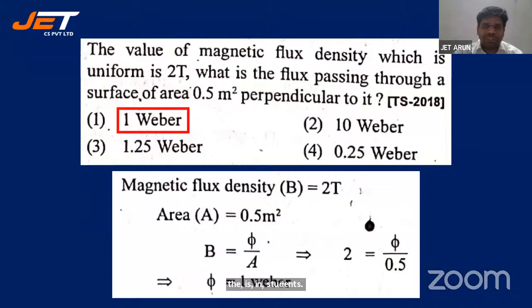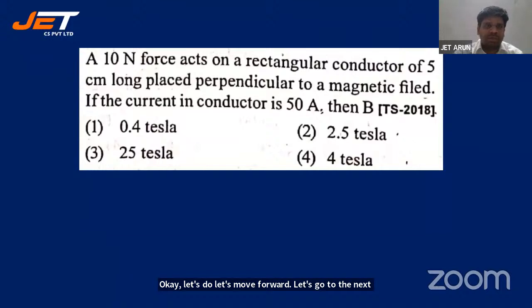Okay, let's move forward. Let's go for the next one. A 10 Newton force acts on a rectangular conductor of 5 centimeter length placed perpendicular to the magnetic field. If the current in the conductor is 50 amperes, then B is 0.4 Tesla, 2.5 Tesla, 25 Tesla, 4 Tesla. Use pen and paper, students. Now, equation cheppandi, which equation do you use here? Tell me the equation without telling the answer, students.